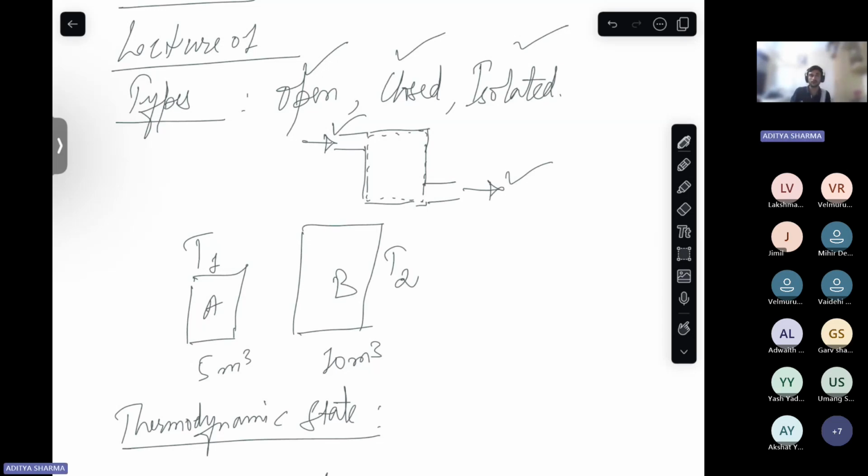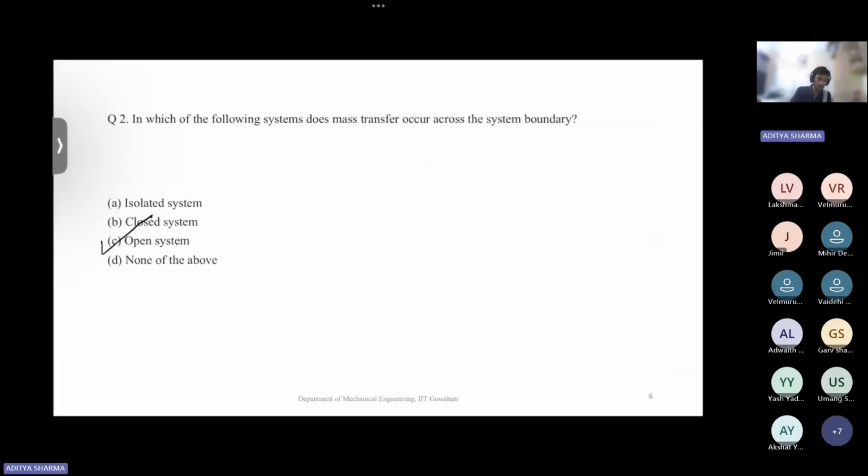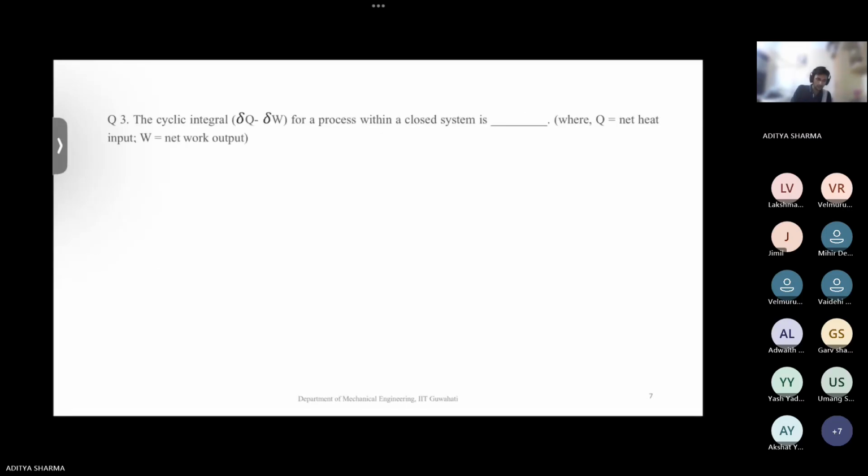In your closed system, there is no entry or exit of mass. Same as with your isolated systems. So for your question number 2, the answer is C. Okay. Everybody has rightly answered this question. Open system. Okay, so this was question number 2. Then question number 3.